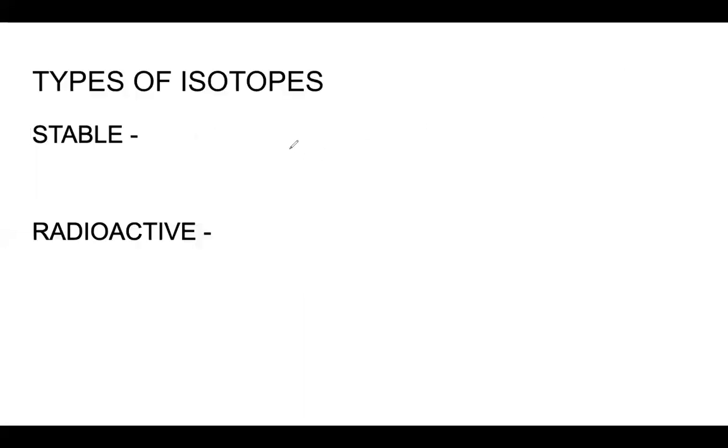Okay, so our two types of isotopes are stable isotopes and radioactive isotopes. So in a stable isotope, the nucleus does not change.